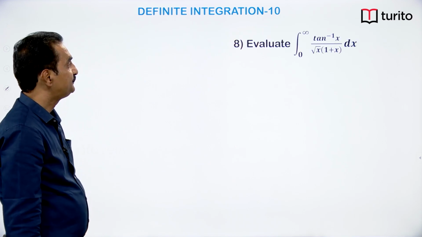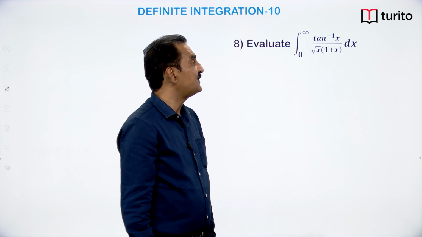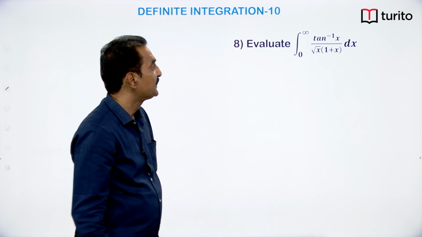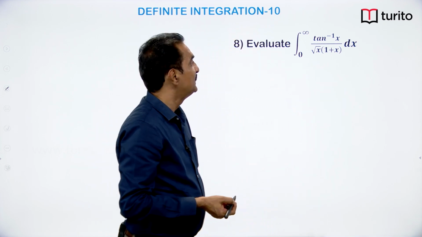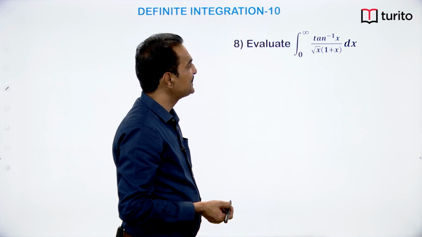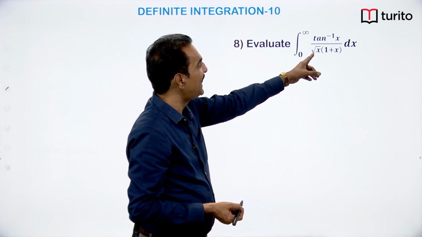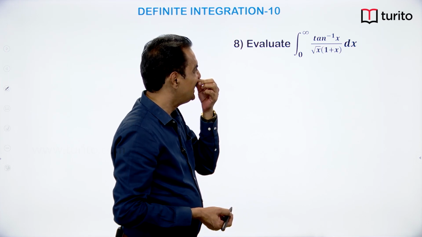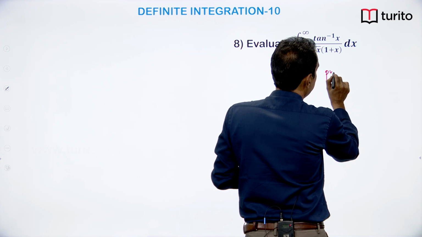Next question. Integral 0 to infinity tan inverse x by root x into 1 plus x. What substitution will you try? Tan inverse x is equal to t means x is equal to tan t, then you will get root tan t here. So, let us not proceed with that. x is equal to 1 by t we will try. Put x is equal to 1 by t.